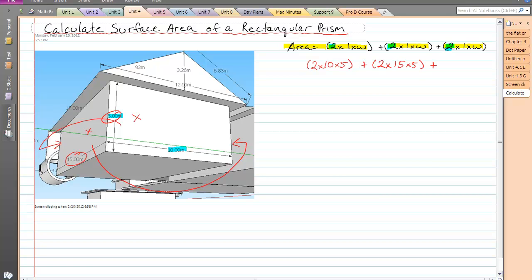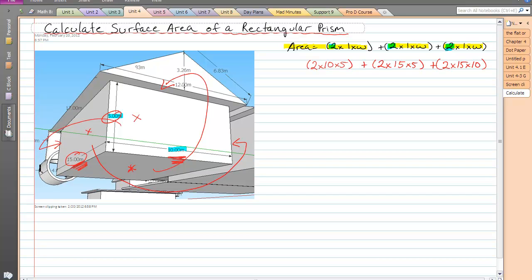Plus, we have this bottom rectangle, and this bottom rectangle happens to be 15 by 10. And we have 2 of those, and the second one is kind of underneath the ceiling here, buried. It's the roof of the garage. So we have 2 times 15 times 10.